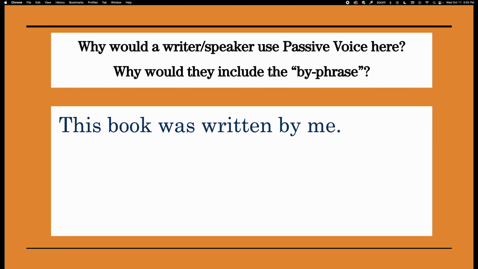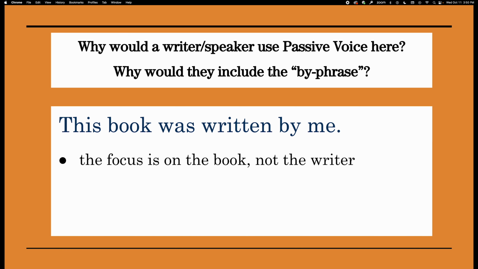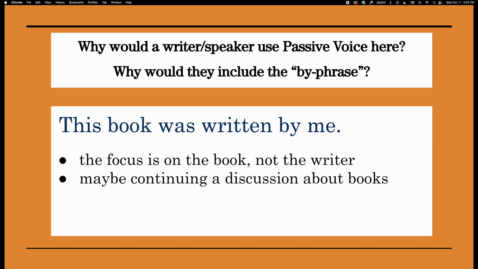Here's another example. This time I'd like to ask, why am I using passive voice? And why am I using the by phrase? Why did I add by me? Well, the focus here is on the book. Maybe I'm talking about a lot of books. I'm showing you this book was written by that person, this book was written by this person, and this book was written by me. So, talking about books, not about writers.